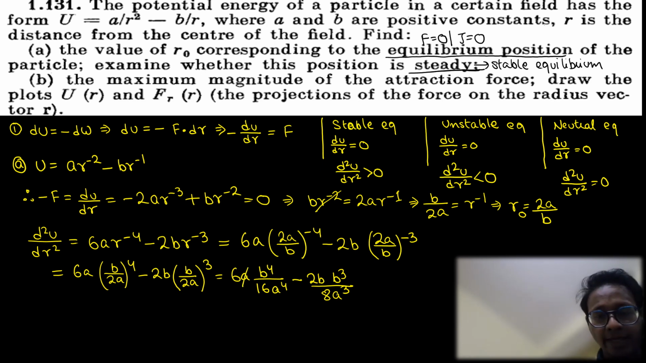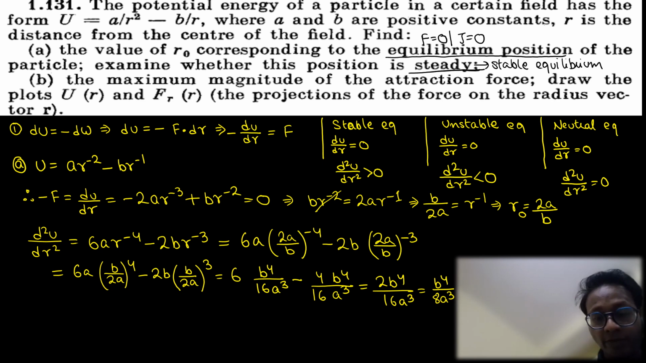Out here a and a to the power 4 would get cancelled to become a cube, and b and b cube would become b to the power 4. Now 2 by 8 can be written as 4 by 16, multiplying the numerator by 2 and denominator by 2. Now just subtract these two: 6b to the power 4 by 16a cube minus 4b to the power 4 by 16a cube. So 6 minus 4 is 2b to the power 4 by 16a cube, or b to the power 4 by 8a cube.